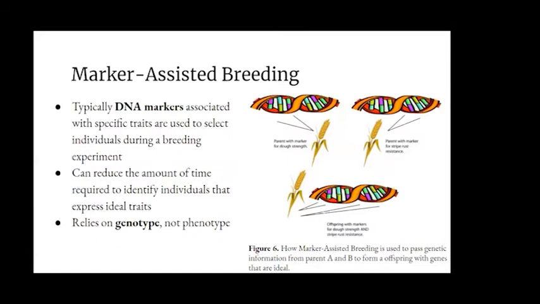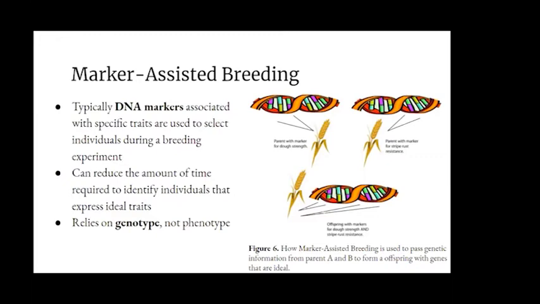So beginning with marker-assisted breeding, this is a variation on traditional breeding that uses DNA markers associated with specific traits, and it's used to select individuals during a breeding experiment. This is a really important technology because it can greatly reduce the amount of time required to identify individuals that express ideal traits. And it tends to be a little bit more specific as it relies on genotype instead of phenotype.